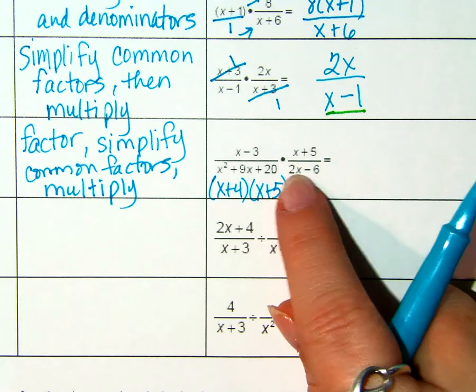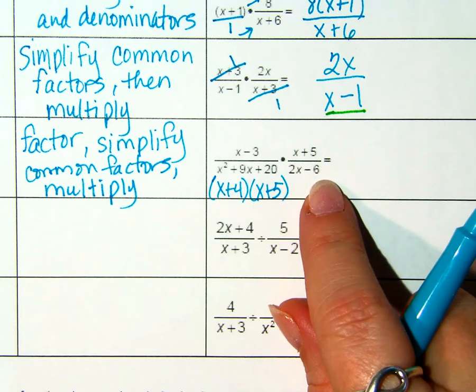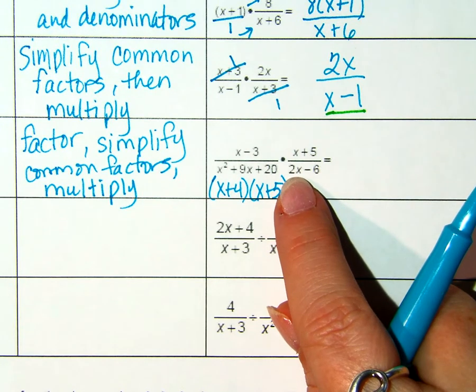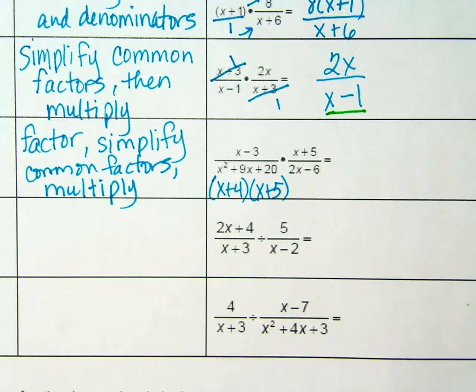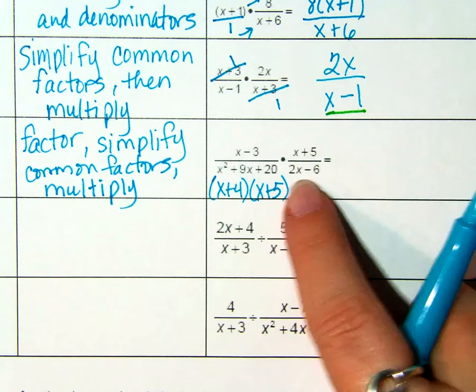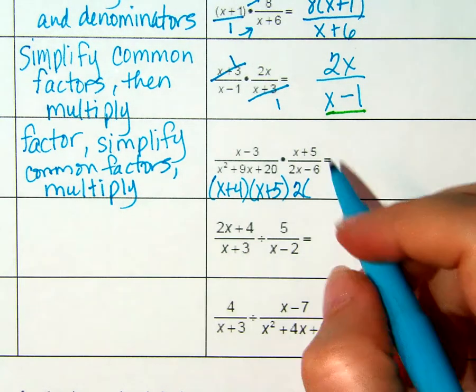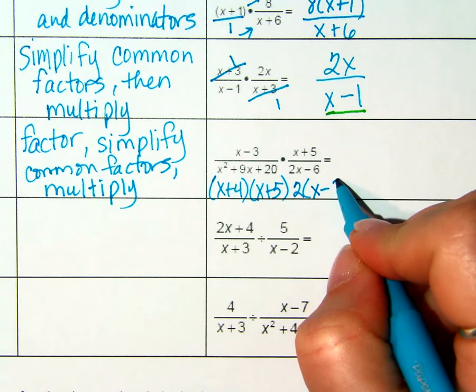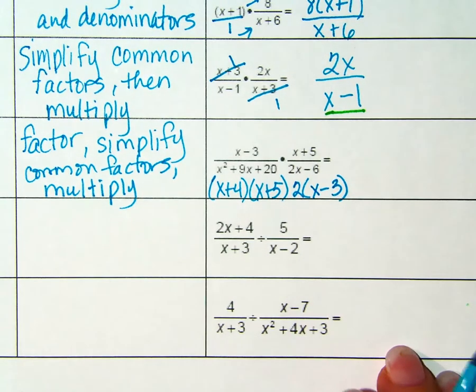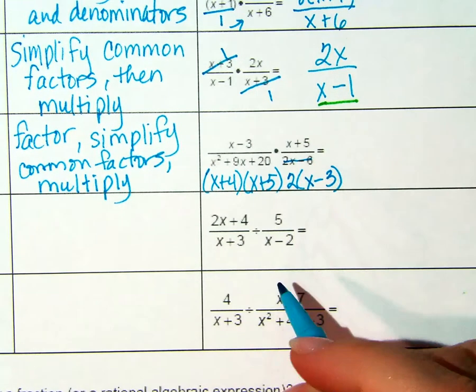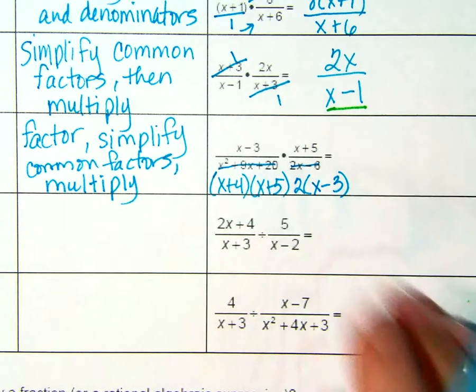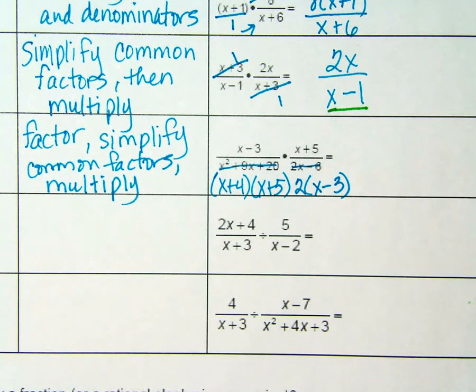This whole thing, the 2x minus 6, what can I do to it? Well, yes, I can factor it. How? They both have a 2. Each term has a 2 in common, right? So I factor out a 2. Excellent. What's left when I factor out a 2? X minus 3? Okay. So I factored this one, so I'm not using it anymore. And I factored this one, so I'm not using that part anymore. I don't want us to get distracted. Okay?